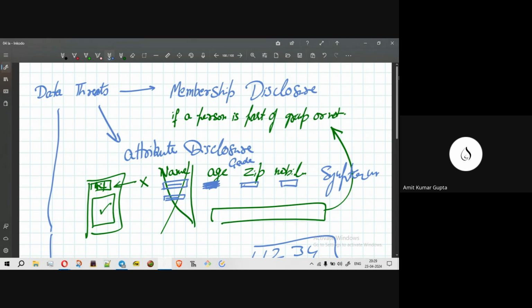Okay, so these are the major threats. These three are classified as threats, whatever the study I did today. So just make some notes, just write the title and remember it. Okay.